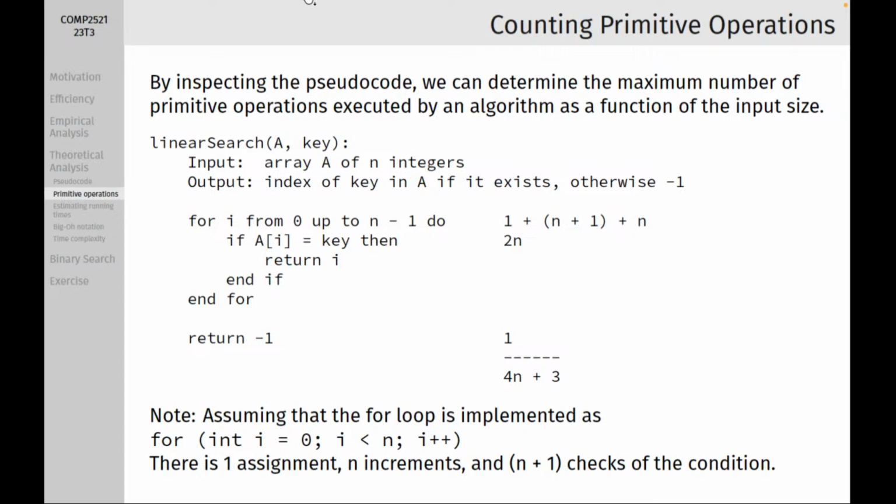Okay, so counting primitive operations. We're going to look at the linear search algorithm again, and this time we're going to do theoretical analysis on it.